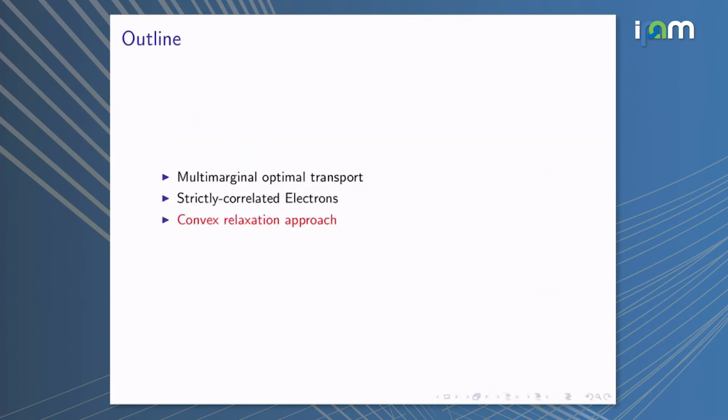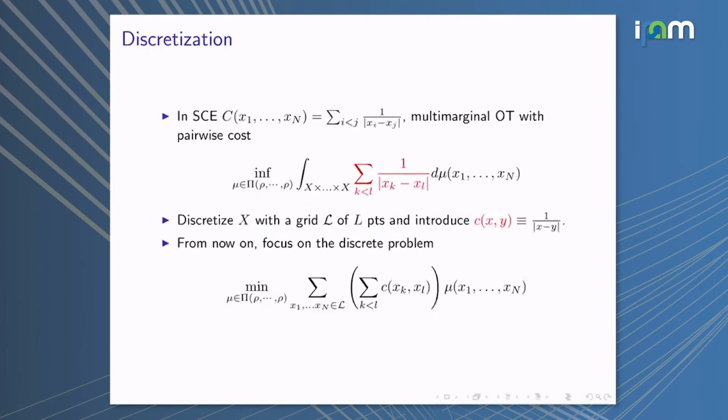All right. So it's a long introduction, and hopefully I've convinced you that multi-marginal optimal transport appears quite often and is also related to quantum mechanics. Now we're going to see how we use convex optimization, convex relaxation, to solve that.